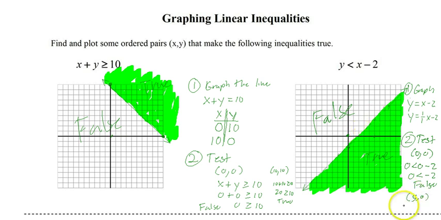So we're going to plug that in. Is 0 less than 3? Yes, it is. That is true. So everything over here is true. Everything over here is false. We're good to go. So if you feel like you got these.